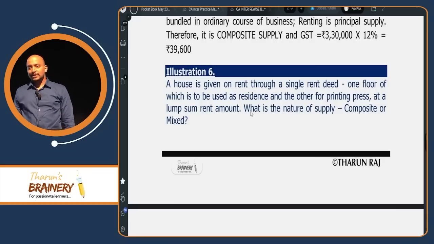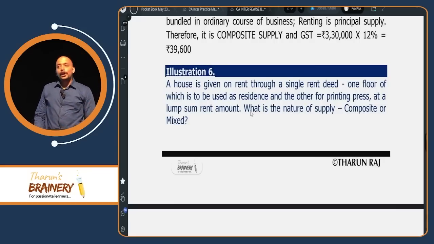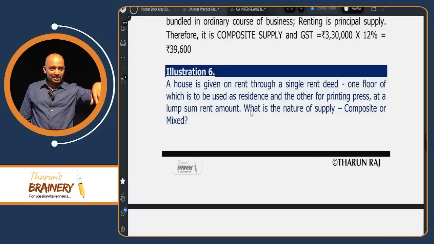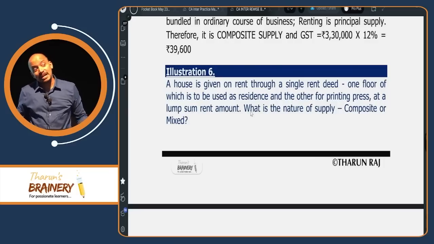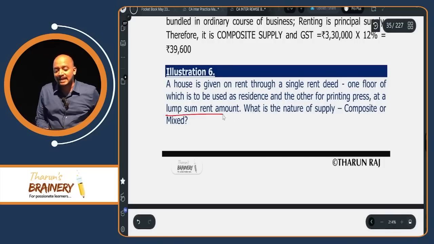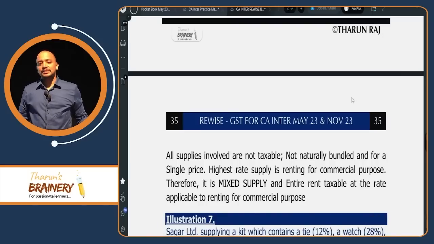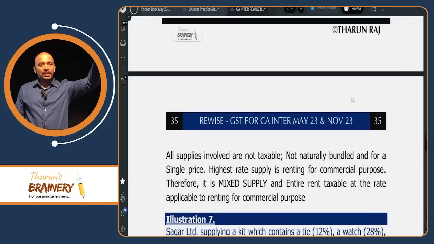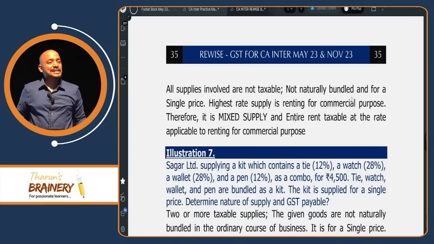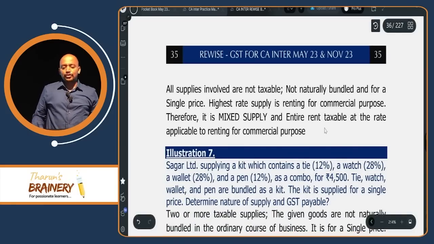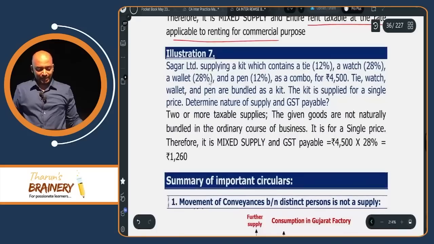Now tell me what is your answer. Is it composite supply? No. In order to become composite supply, all the supplies should be taxable. When we have one taxable and one exempted, will it become composite supply? No. So it will become mixed supply. Why mixed supply? Because there is a single rent, single price. Therefore, it will become mixed supply and the entire rent will become taxable. Is it clear? Highest rate is what? Taxable. So entirely it will become taxable. Are you understanding here? So the highest rate supply is renting for commercial purpose. Therefore, it is mixed supply and the entire rent is taxable at the rate applicable to renting for commercial purpose.